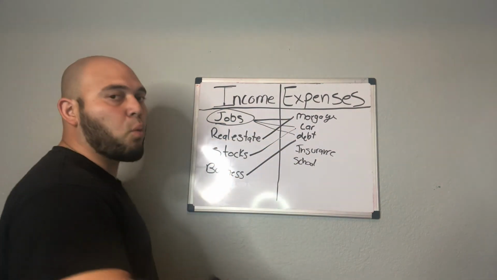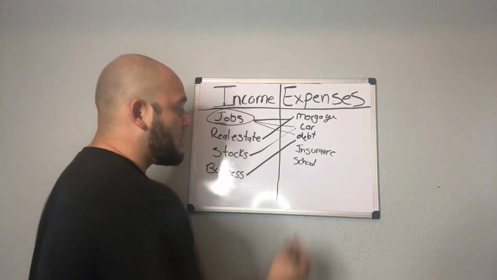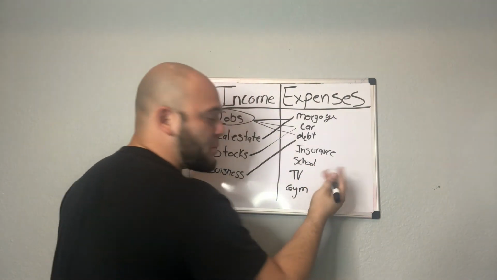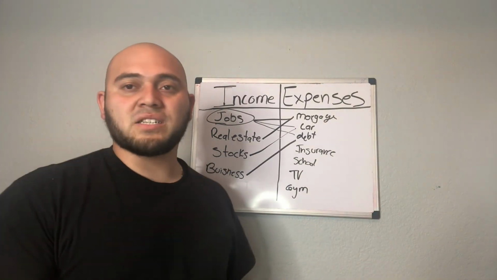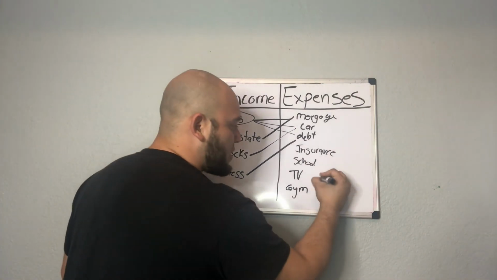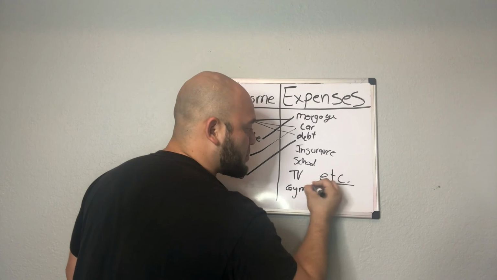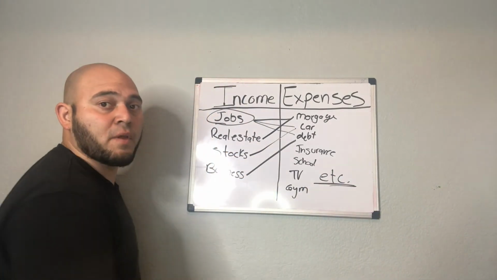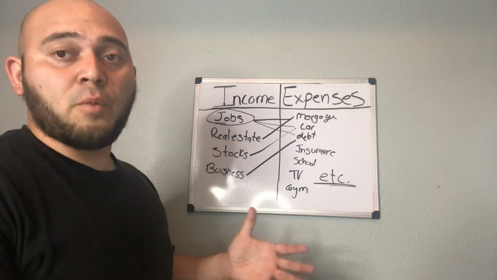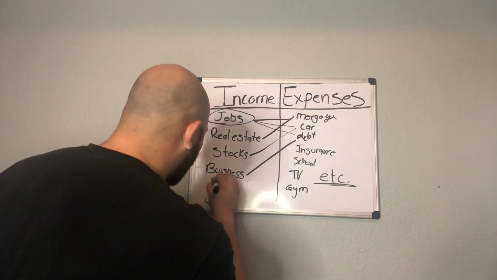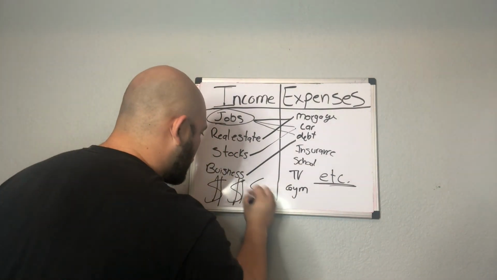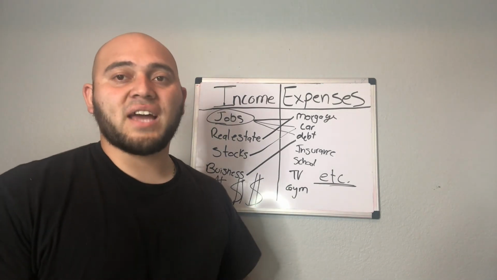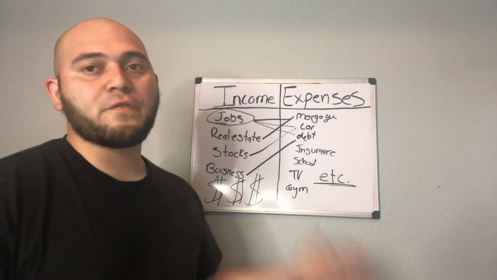There's some people that have way more expenses than the normal people. They have to pay their TV bill. They have gym memberships they don't use. They have all these expenses and they continue to keep putting expenses in their expense column instead of putting stuff in their asset column. The more income you have, the more money you'll be generating. The more money you have, the more chances you have of becoming financially free.